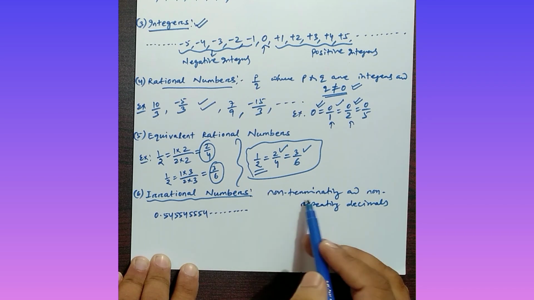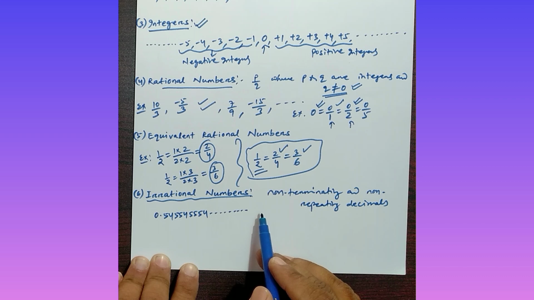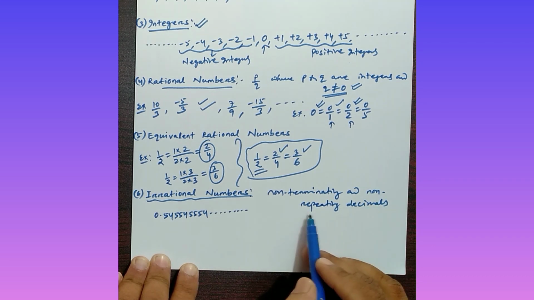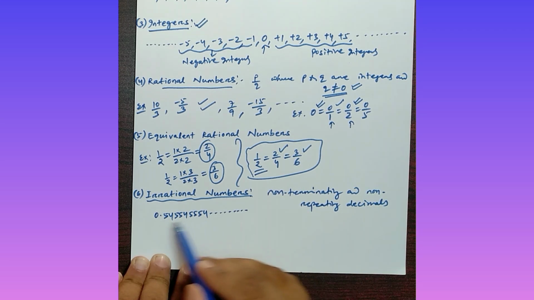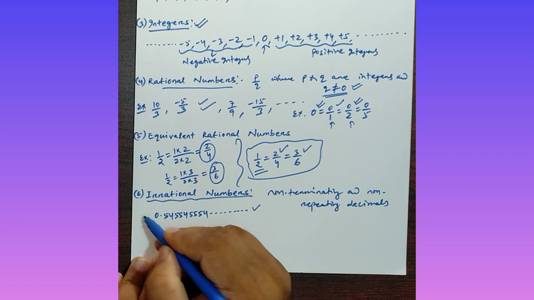Why? Because this is non-terminating. देखिए यहाँ पे stop हो रहा है क्या? नहीं, dot dot dot है, मतलब so on infinite है, तो non-terminating है, and non-repeating. यहाँ पे repeat हो रहा है क्या? नहीं, repeat नहीं है, non-repeating है. So that is why this is the example of irrational numbers. Fine. Okay.